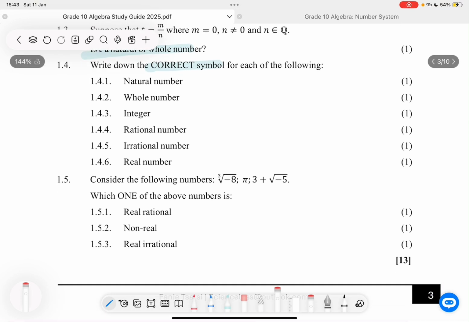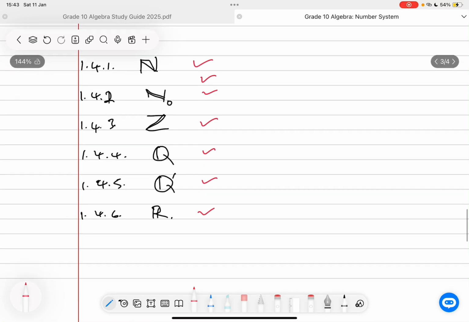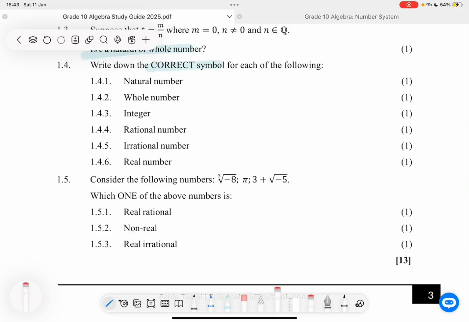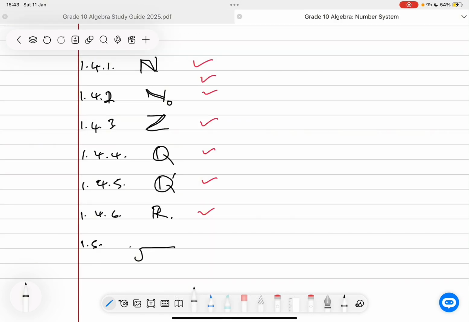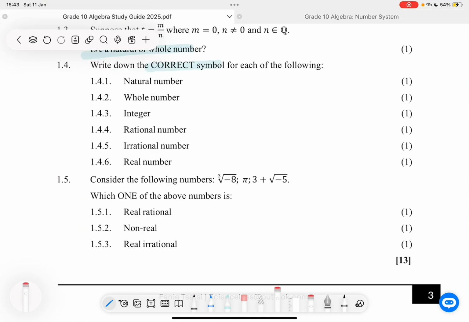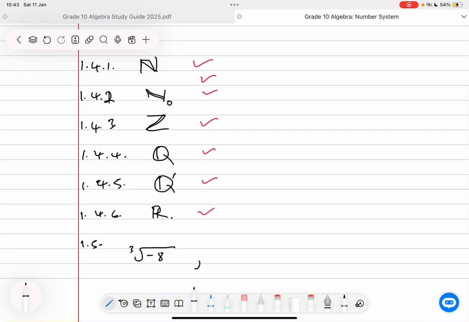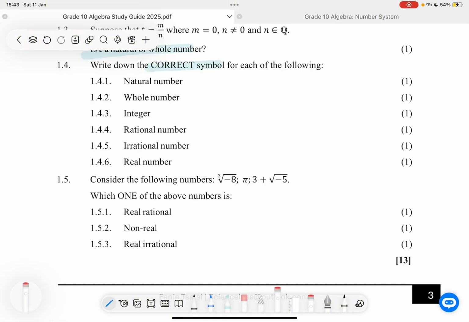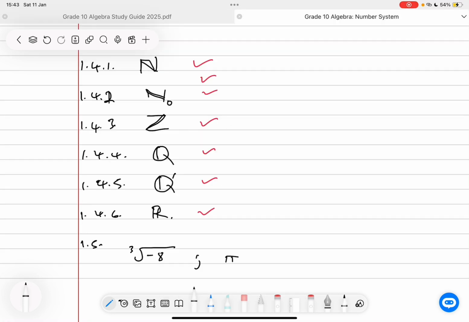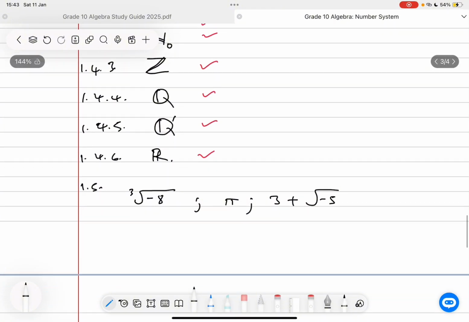Then we have 1.5. That says consider the following numbers. They give us here the third root of -8. And they give us a number here called pi. We talked about this one. They give us 3 plus a root of -5. So they've given us these 3 numbers.